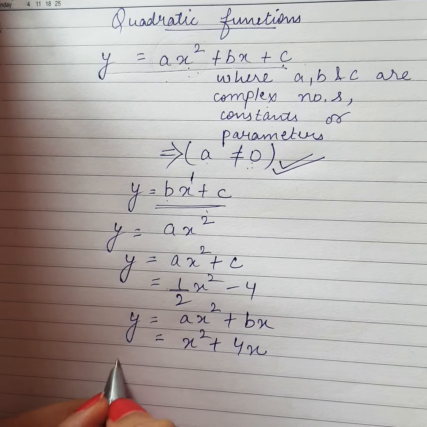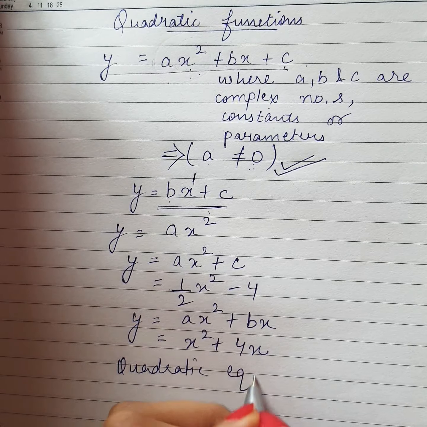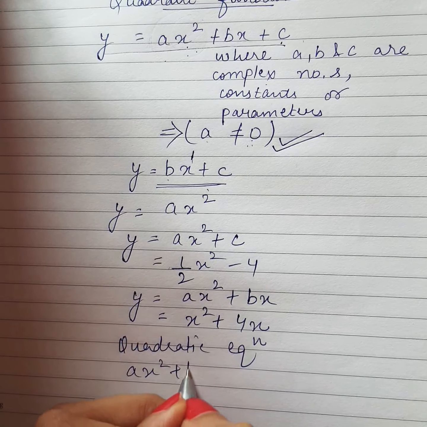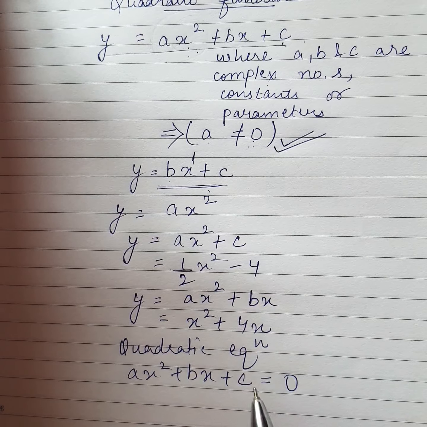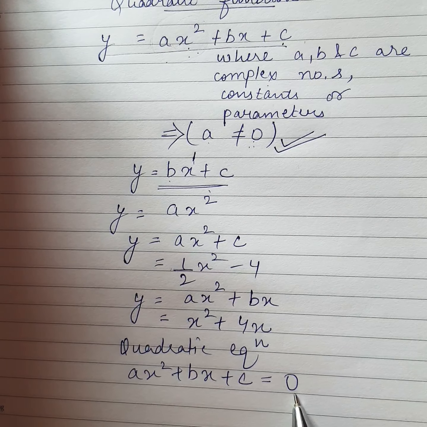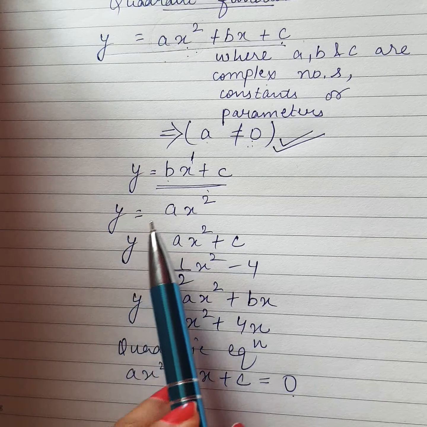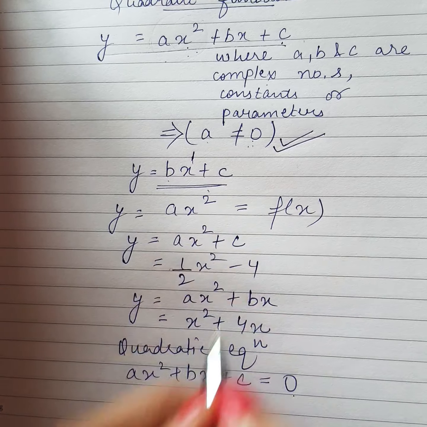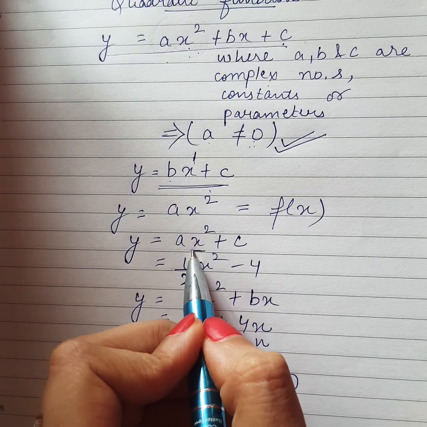A quadratic equation now is an equation of the form ax square plus bx plus c equal to 0. Whenever we equate it to 0, it becomes a quadratic equation. And here function means function of a particular variable x. So I can write it as f(x). This is also f(x), function of variable x.